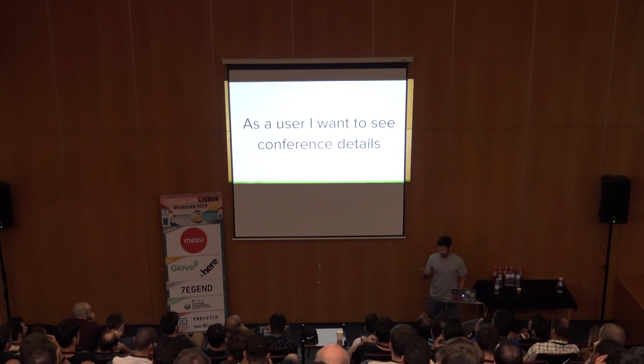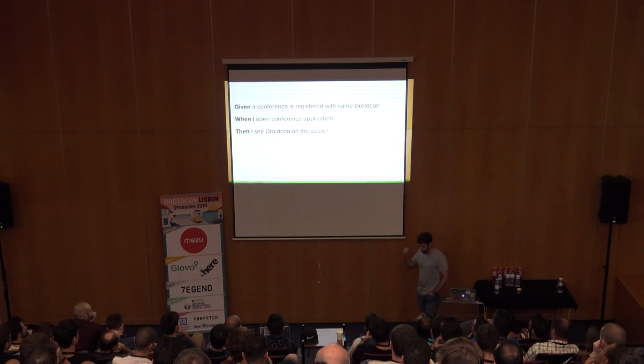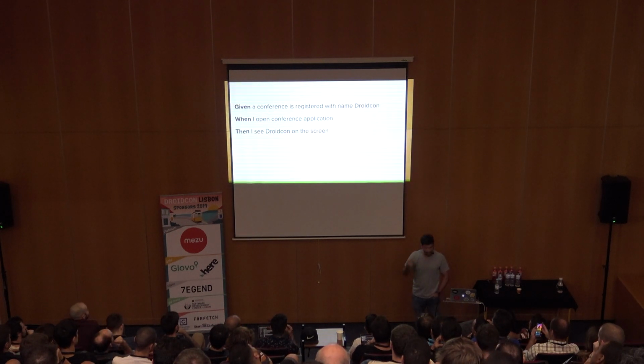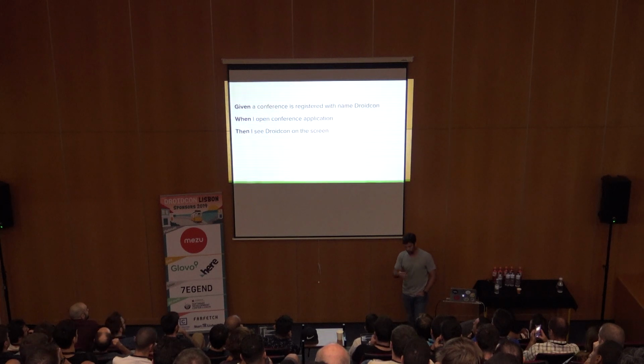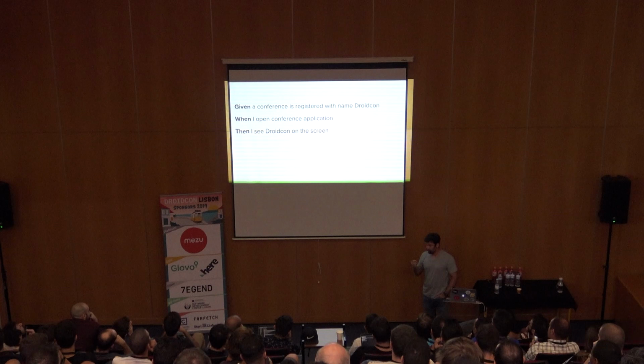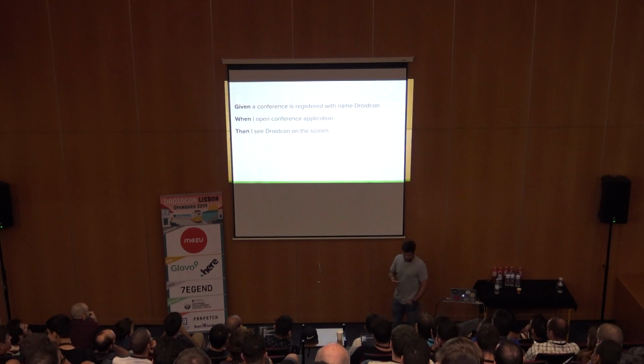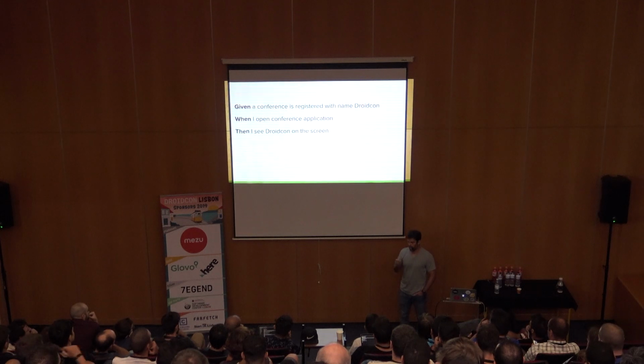So as a user, I want to see the conference details. Given a conference registered with name Droidcon, when I open the conference application, then I see Droidcon on the screen. It's a super simple scenario. But although this is a simple example, this is probably the approach that will make the team develop faster.